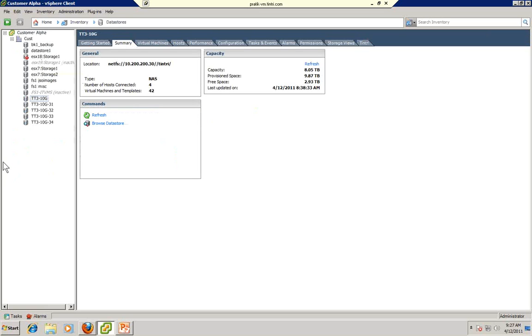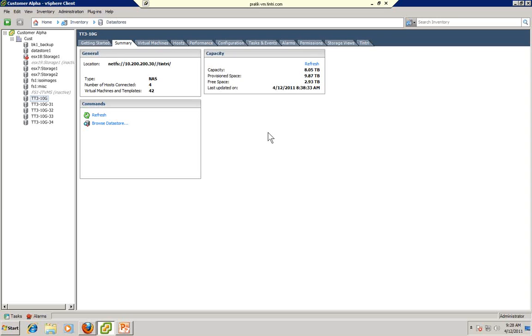on this particular vCenter. The Tintri Datastore appears as a NAS data store, with a total capacity of 8.5 terabytes, or about 8 terabytes in decimal. What's interesting is you see that the provisioned space on this particular data store is about 10 terabytes, or 9.87 terabytes. Nothing special here. For all intents and purposes, it appears as a single NFS or NAS data store.